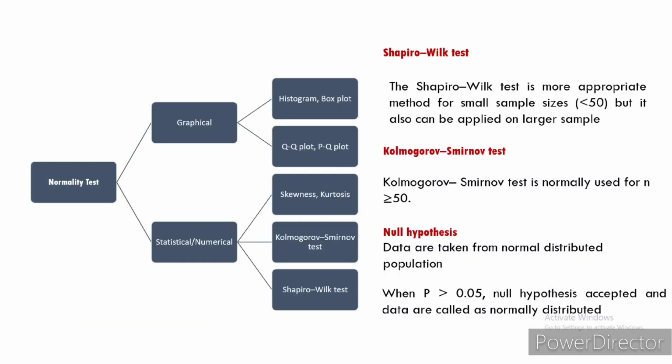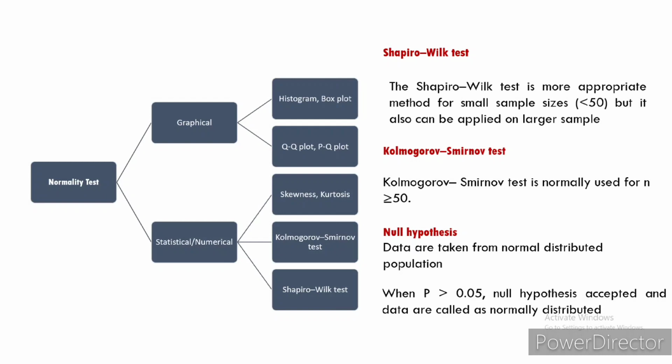For testing the normality of the data, there are basically two broad methods. One is the graphical method and another is the statistical or numerical method. For the graphical method, we have the histogram or box plot. We can use the QQ plot or the PP plot. And for the statistical or numerical method, we can use the skewness or kurtosis of the data. We can use the Kolmogorov-Smirnov test, and we can use the Shapiro-Wilk test.